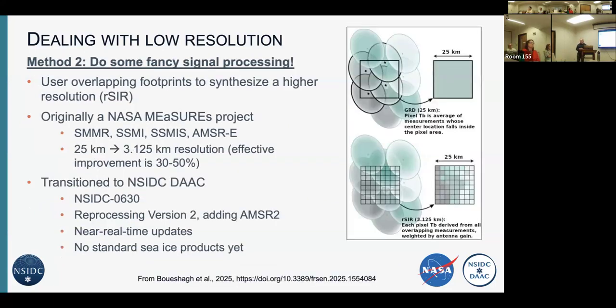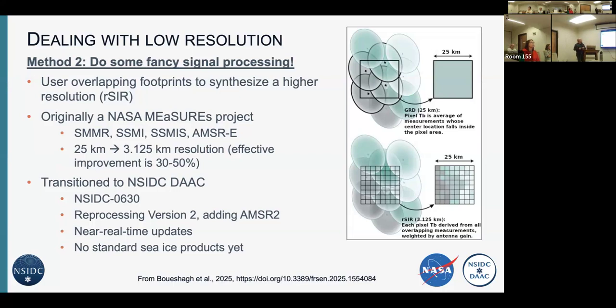The other way to get higher resolution, which some folks around here are quite familiar with, is to do some fancy signal processing. The individual footprints are big, but they overlap. They're taking measurements along the scan lines and along the orbit, and then multiple orbits cross over. So you're getting many looks, especially in the high latitudes where sea ice is, a lot of footprints from the same place at close to the same time. What you can do is take those footprints, how they are oriented in the geometry, and the signal of those, and basically synthesize a higher resolution.